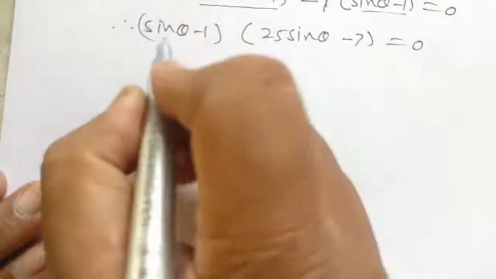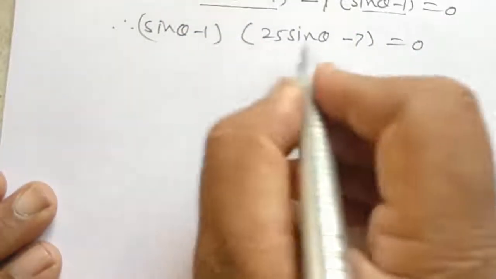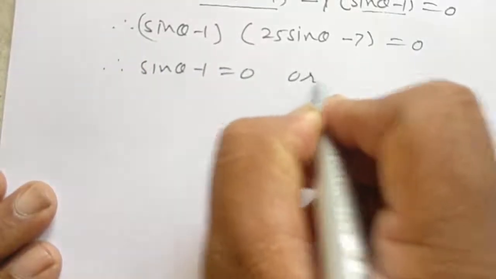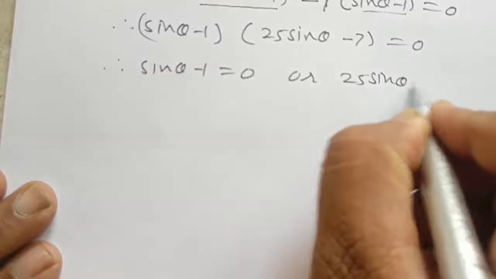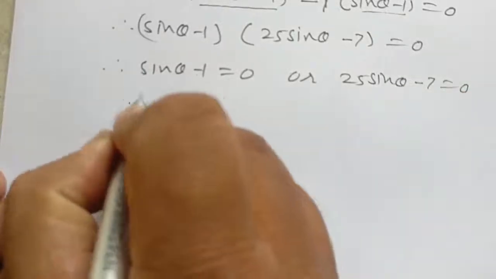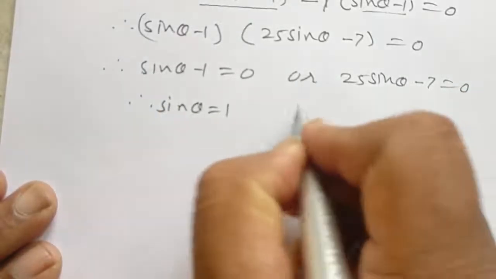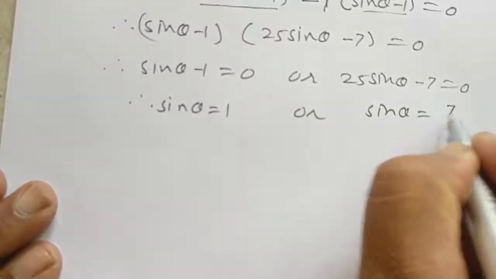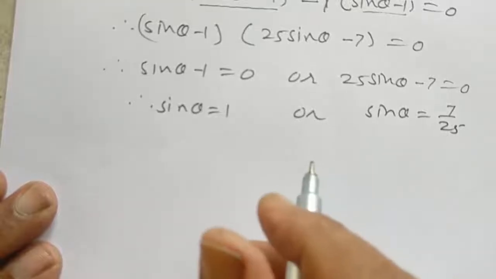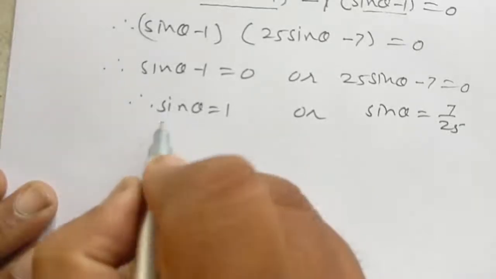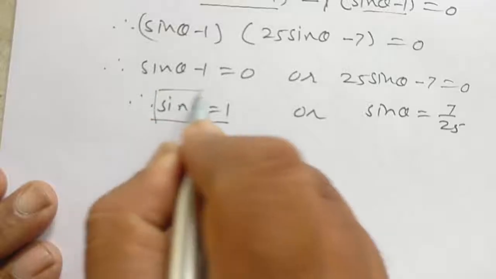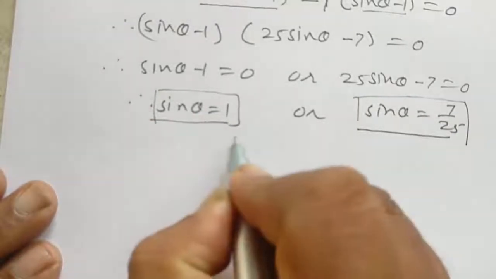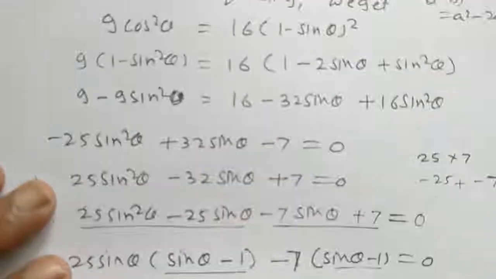Product of two numbers is 0, therefore either this bracket is 0 or this bracket is 0. Sin theta minus 1 is 0 or 25 sin theta minus 7 is equal to 0. Therefore, sin theta is equal to 1 or sin theta is equal to 7 upon 25. These are the admissible values of sin theta. So, these are the solutions of the given equation.